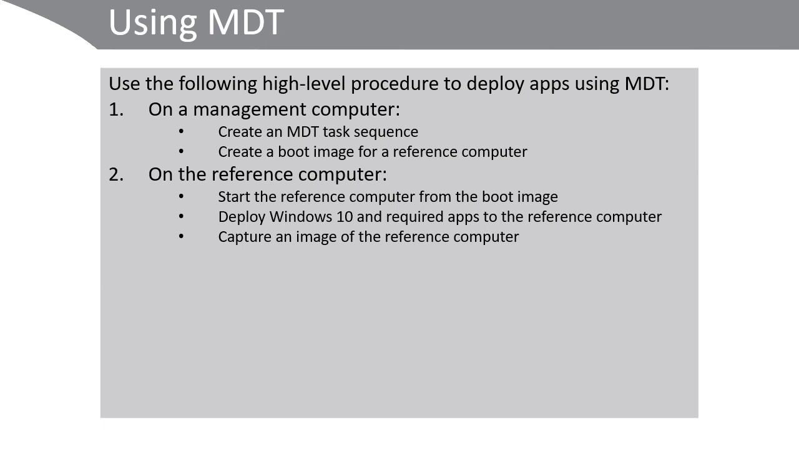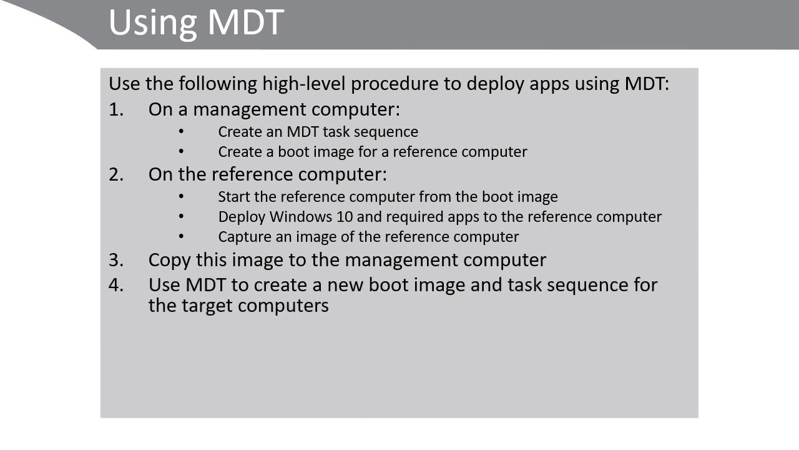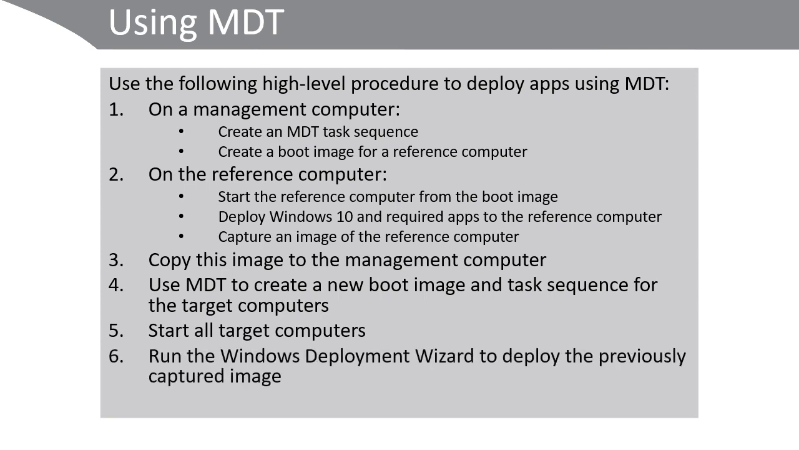Capture an image of this reference computer. Copy the image back to the management computer. Use MDT to create a new boot image and task sequence for the target computers. These are the ones to which you will deploy the image, including the apps. Start all target computers. Run the Windows Deployment Wizard to deploy the previously captured image and apps.